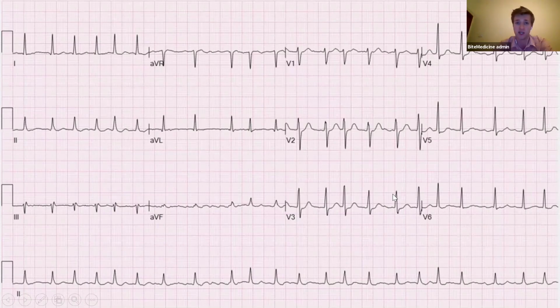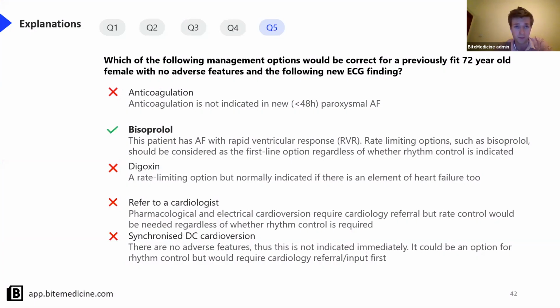So this ECG is quite classical of atrial fibrillation with fast ventricular response. Okay, it's an irregular ECG, and it's very, very difficult to see any P waves here. So why is bisoprolol the correct thing to do? So first thing to say is anticoagulation. We hear AF and we often think, oh, they need to be on anticoagulation, but there are some specific rules, and it tends not to be indicated in new paroxysmal AF. If it's been there less than 48 hours, it's not the first thing we consider. If it persists, then yes, you would consider it.